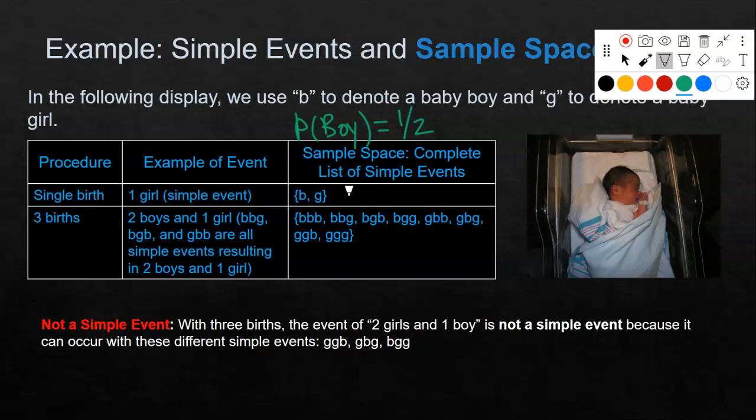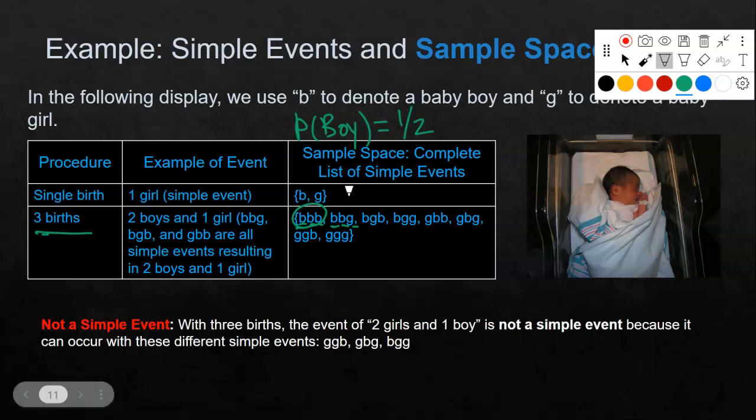Now, 3 births, they started showing you this sample space, BBB, BBG. So the first child's a boy, second child's a boy, third child's a boy. First child's a boy, second child's a boy, third child's a girl, right? And they start showing you all of these different possibilities. So now these 3 simple events create one of the events in the sample space, because one event would be 3 births instead of just a single birth.